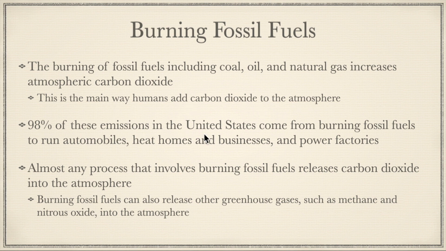So 98% of these emissions in the United States come from burning fossil fuels to run automobiles, heat homes and businesses, and power factories. So a large part of our burning of fossil fuels goes for these activities. Now, almost any process that involves burning fossil fuels increases carbon dioxide in the atmosphere. Burning fossil fuels can also release other greenhouse gases, such as methane and nitrous oxide, into the atmosphere. So it's not just the carbon dioxide. We have these other gases that are released in the atmosphere as well.